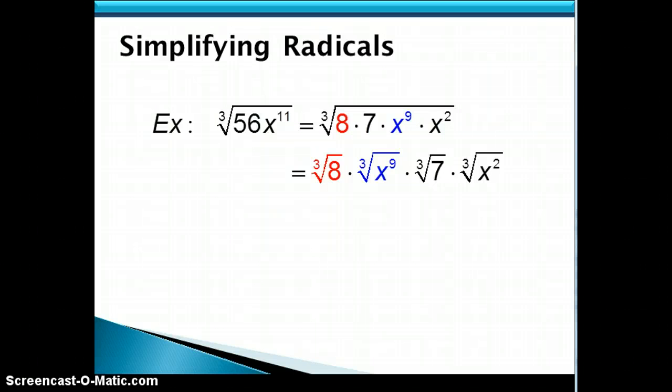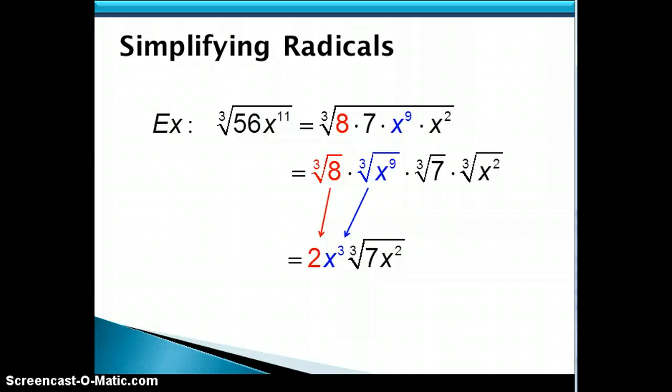And then we're going to simplify each of the perfect cubes, so the cube root of 8 is 2. The cube root of x to the 9th, again we divide that exponent by 3, so we get x cubed. And the 7 and the x squared are not perfect cubes, so we just combine them using the product rule again, the other direction. Combine them into a single cube root of 7 times x squared. And that would be our final answer.